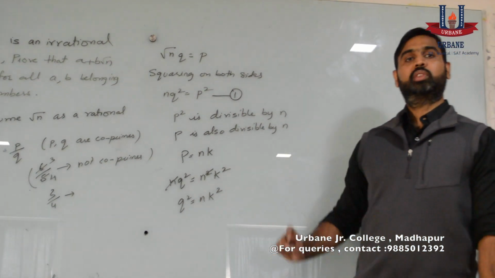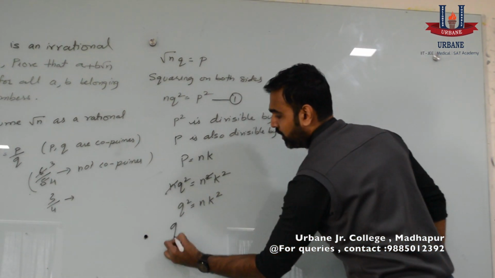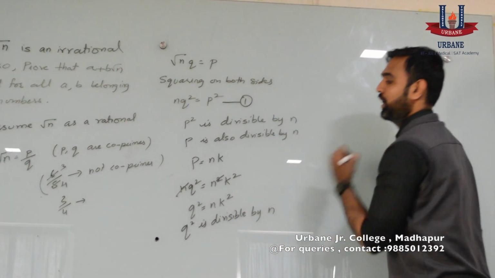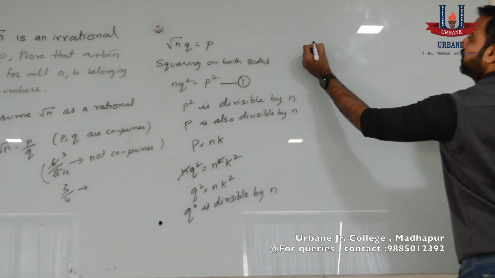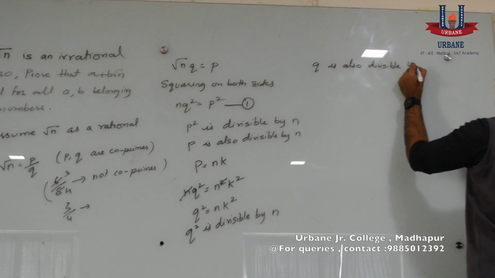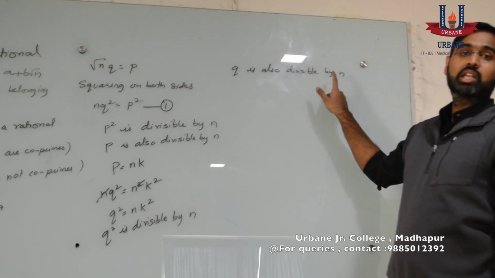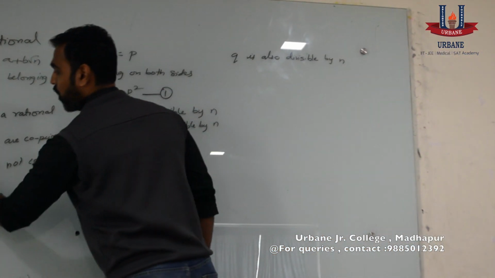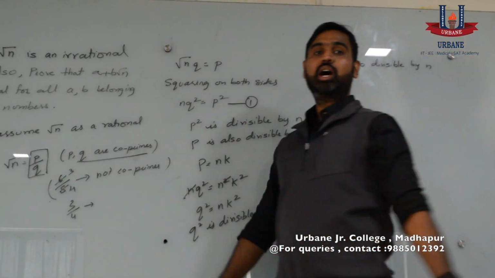If you look at this, we again have q square as the product of n and k square, which means q square is divisible by n. And for the same reason, since n is a prime number, we have q is also divisible by n. So what did we find? p divisible by n. We also got q divisible by n. So when p and q both are divisible by n, we get a common factor to p and q, which contradicts our assumption that p and q are co-primes.